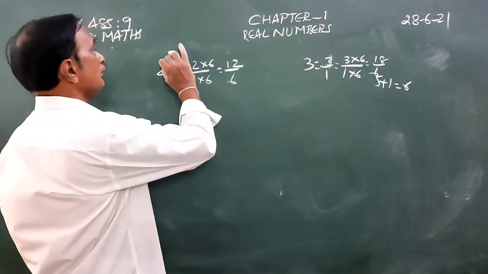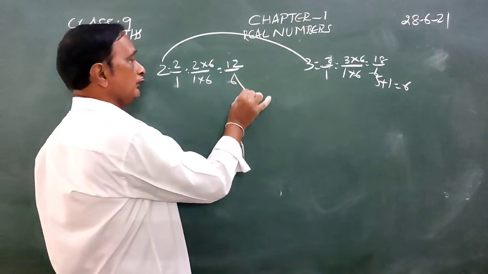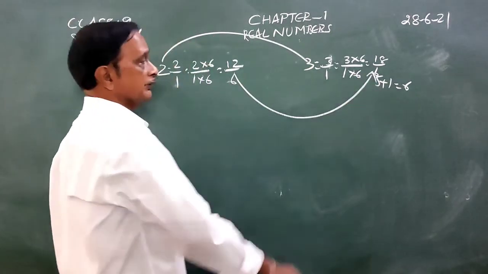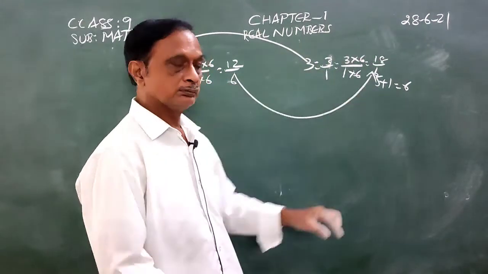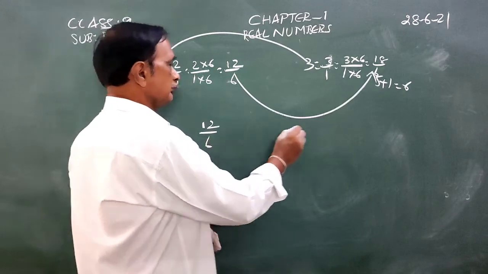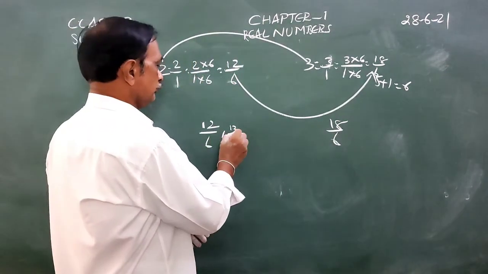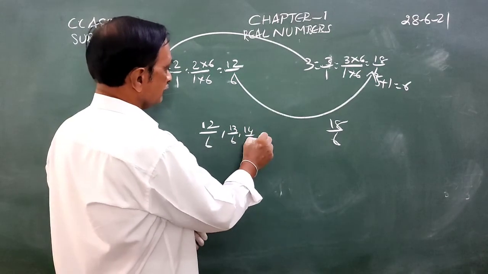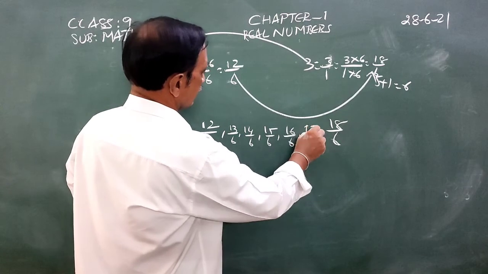So finding 5 rational numbers between 2 and 3 is nothing but finding 5 rational numbers between 12 by 6 and 18 by 6. Do you have rational numbers between 12 by 6 and 18 by 6? Between 12 by 6 and 18 by 6, do you have any rational number? Yes. What are they? 13 by 6, 14 by 6, 15 by 6, 16 by 6, 17 by 6.